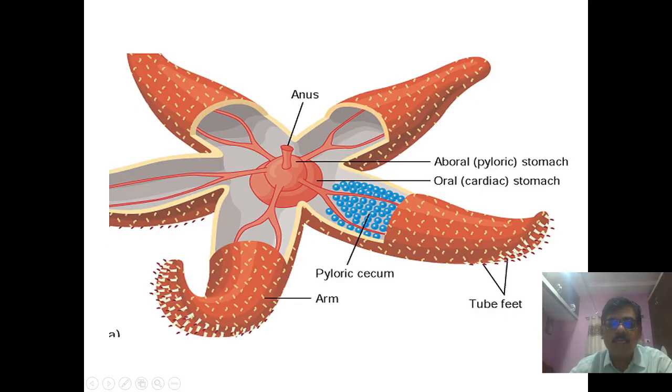Then this is the digestive system you can observe. This is on the aboral surface, that is the anus. On the oral surface there is the mouth, and after the mouth there is the esophagus, then the cardiac stomach, and then the pyloric stomach. These are the pyloric ceca. All this is the structure.